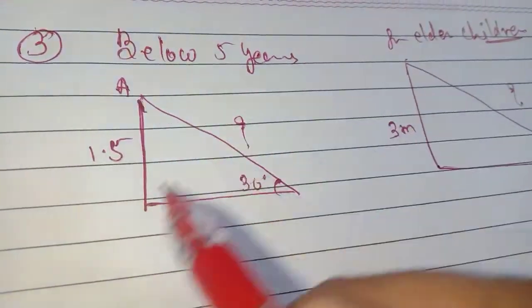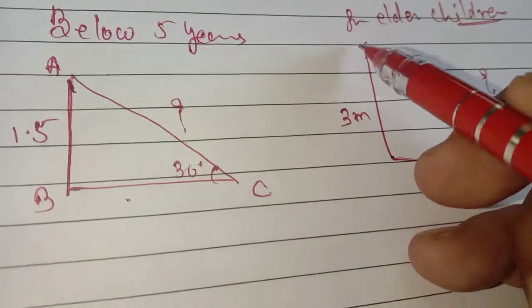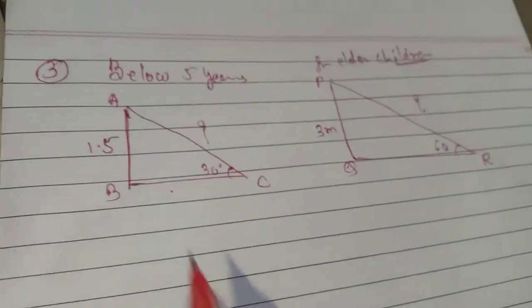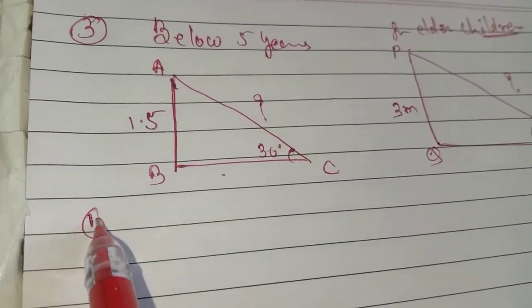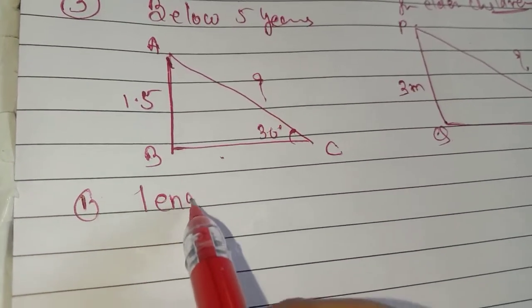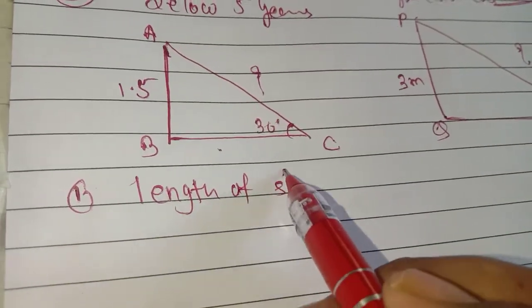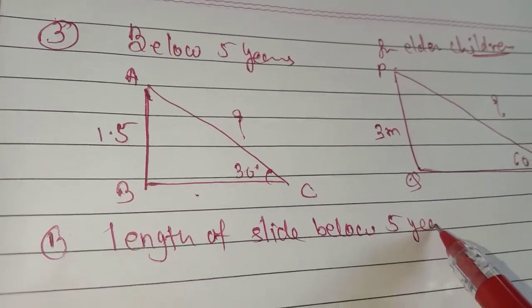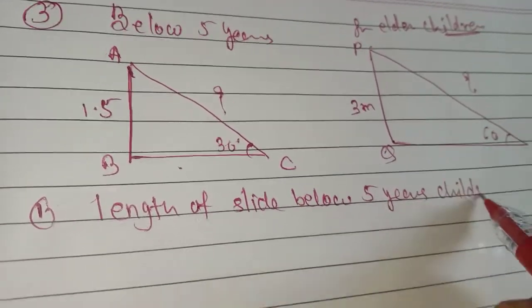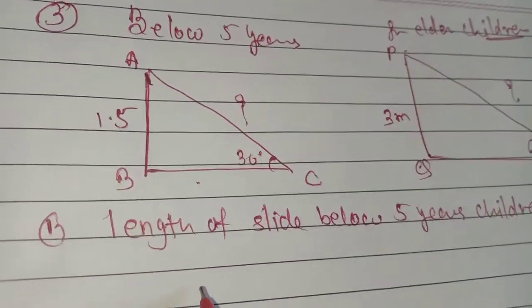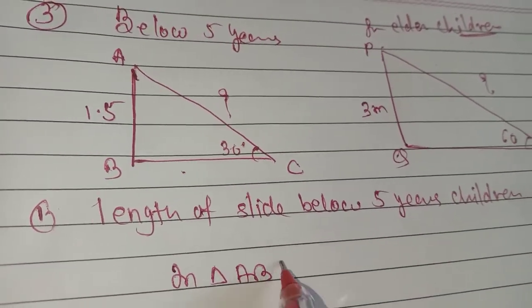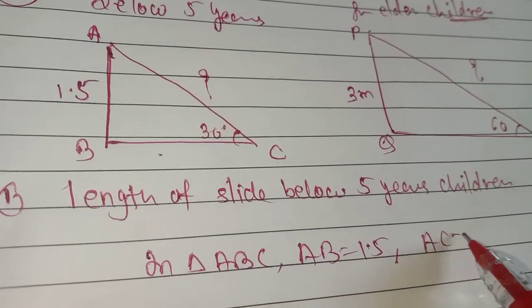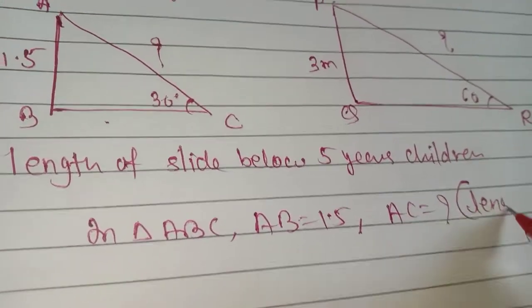So let's put the names ABC, and P, Q and R. So what we'll do, we'll write the first condition, length of slide for below 5 years children. It is in triangle ABC. AB is equal to 1.5 and we have to find what? AC. That is the length of the slide.